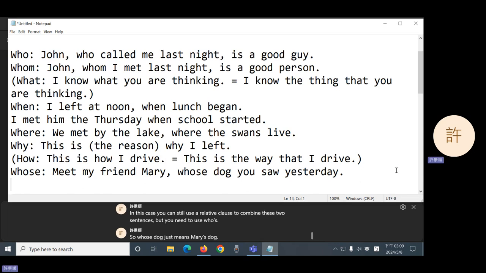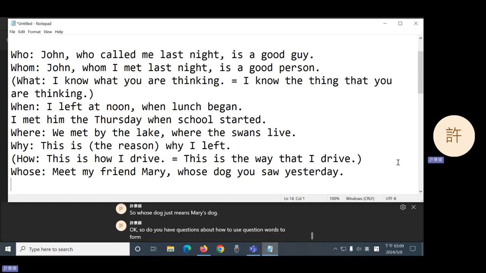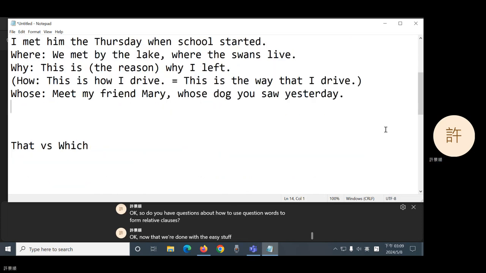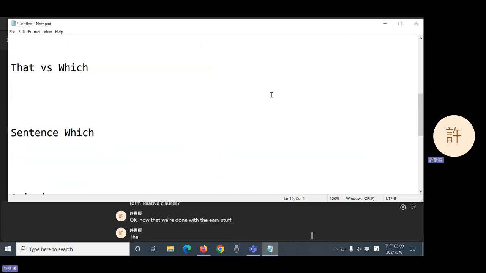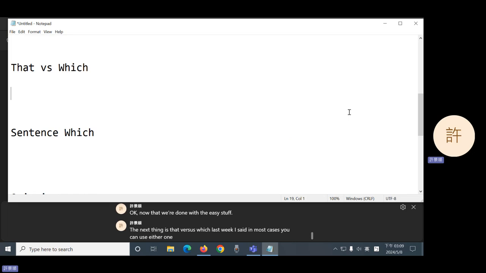Okay, so do you have questions about how to use question words to form relative clauses? Okay, now that we're done with the easy stuff, the next thing is that versus which. Last week I said, in most cases, you can use either one, but there are a few rules. I'll give you the two main rules now.